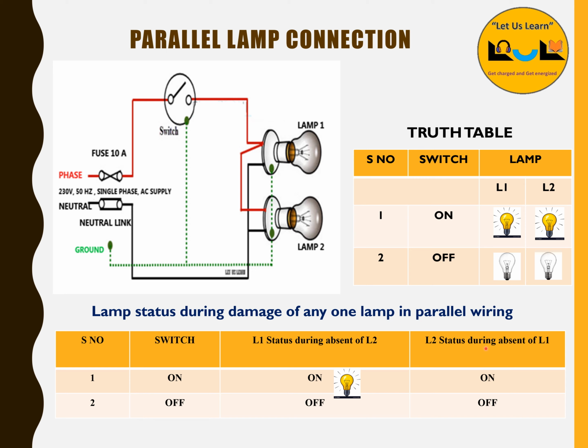Similarly, consider the L2 status during the absence of L1. If L1 is absent, L2 will be in the on position. If lamp 1 is absent, lamp 2 will be on. That is what is shown here in the diagram. There is a table that shows the on and off positions. Now it is in off position. When the switch is in off position, obviously both lamps will be off. This is about the parallel lamp connection.